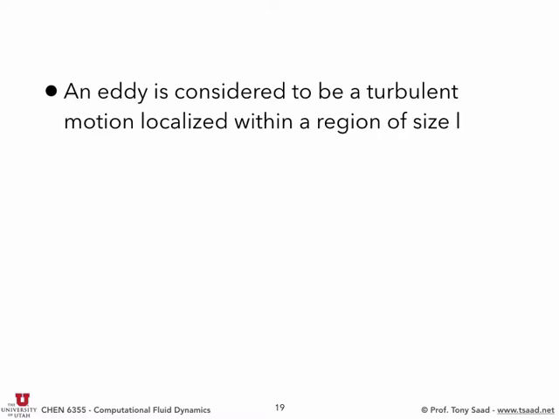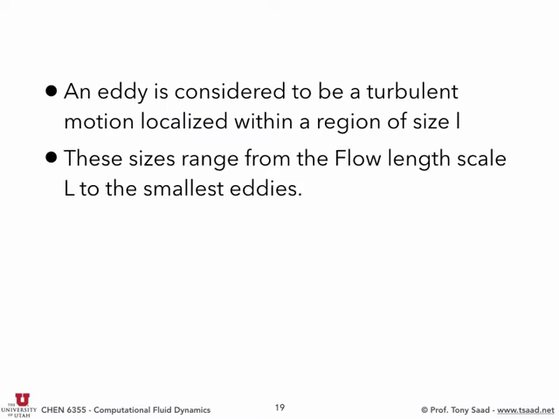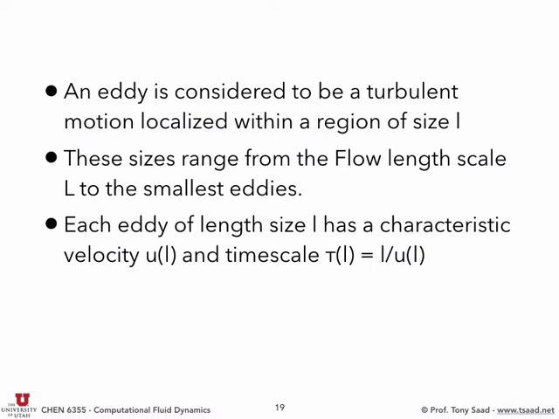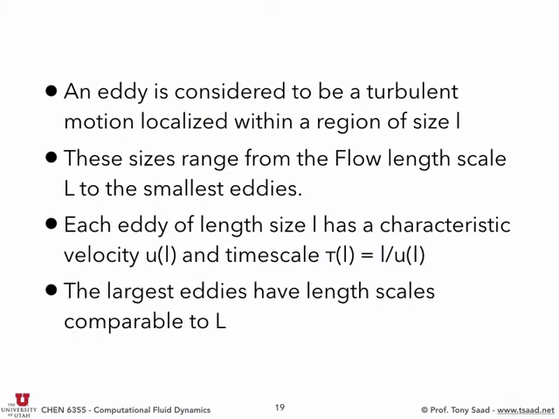Okay. And then he said, let's characterize each eddy. So he defined an eddy as a turbulent motion localized within a region of size l, lowercase l. So that's the size of the eddy. These sizes range from the domain size, called the integral length scale, capital L, all the way to the smallest eddies, lower size l. And each eddy that has a length size l has a characteristic velocity u_l and time scale tau_l, which is l over u_l, so that's in seconds. And the largest eddies have length scales comparable to the domain size.